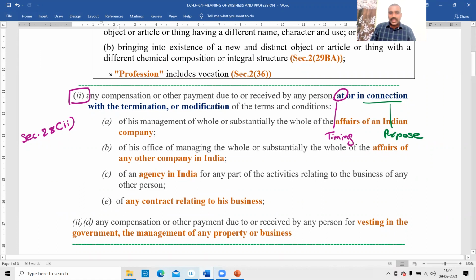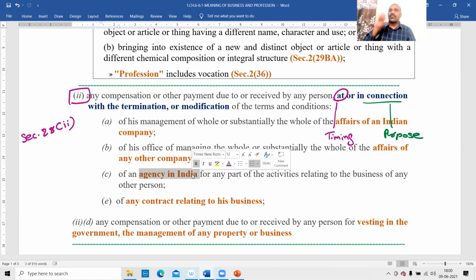Okay, agency in India, any other person. That other person may be Indian or foreigner. This other person may be resident or non-resident. It is irrelevant whether the work is in India or not. Agency in India, that means the organization has a presence in India. The agency organization has a presence in India. Maybe agent is also resident outside India.